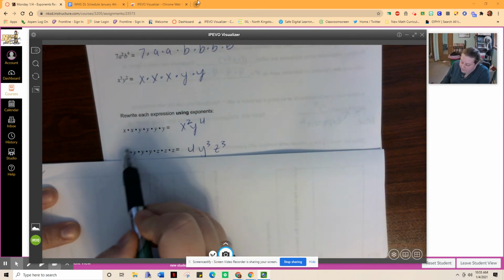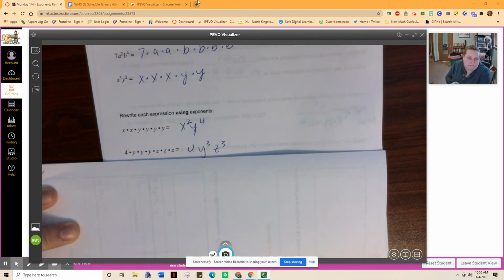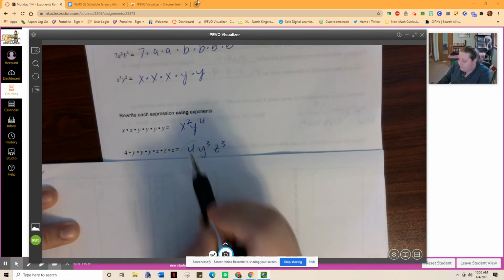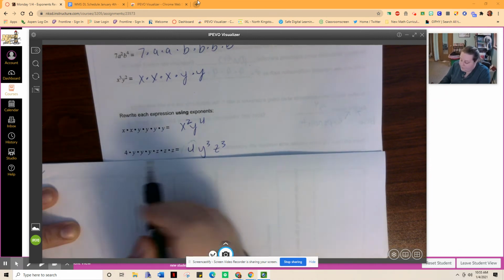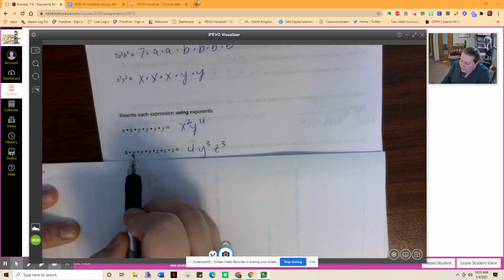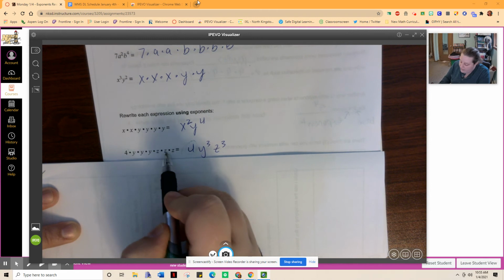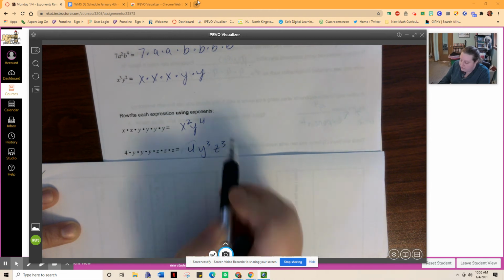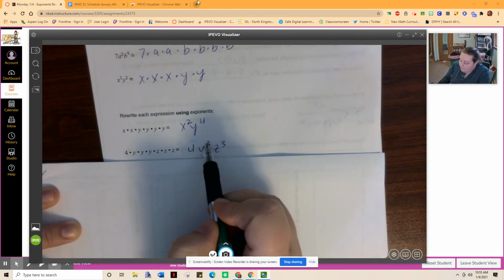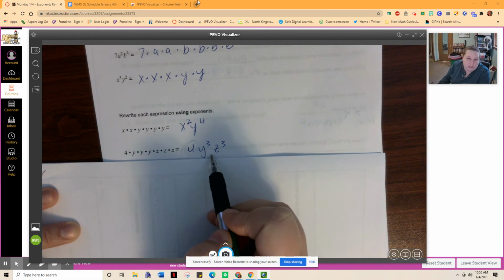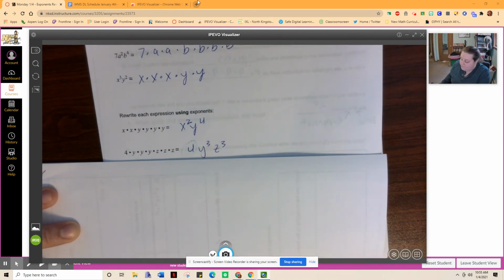So in this next example, they give us a 4, and that's really important because it's by itself. So 4 would be considered your coefficient, okay? So we'd start out with 4, and then I have 1, 2, 3 y's, so y to the power of 3, and then z, z, z, so z to the power of 3. Even though these have the same exponent, they each need to have their own separately.